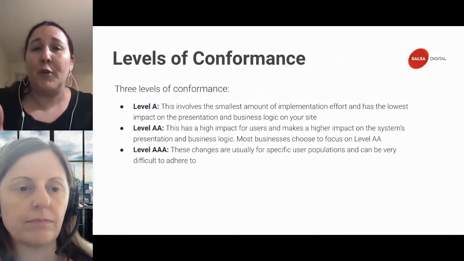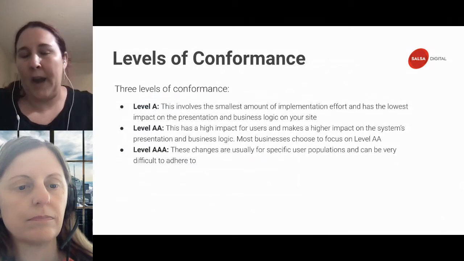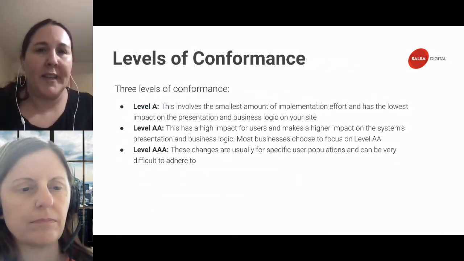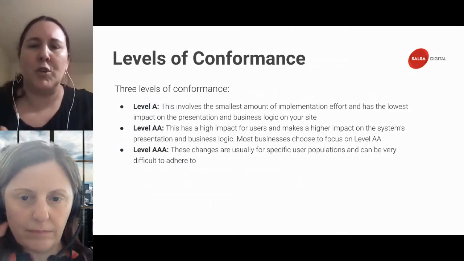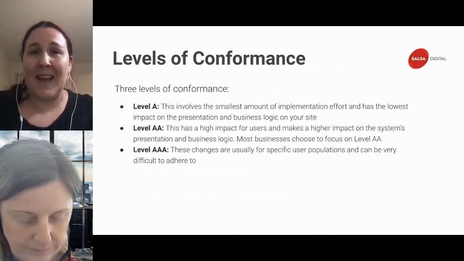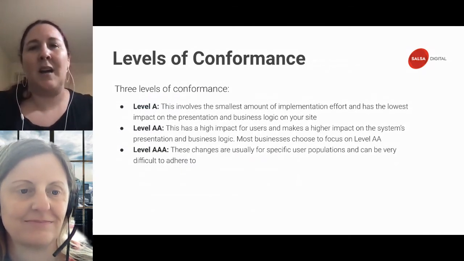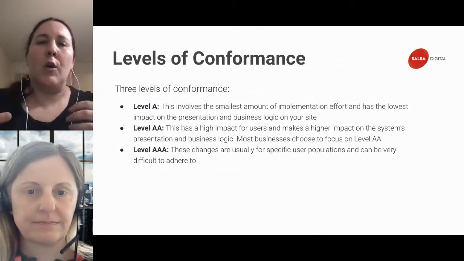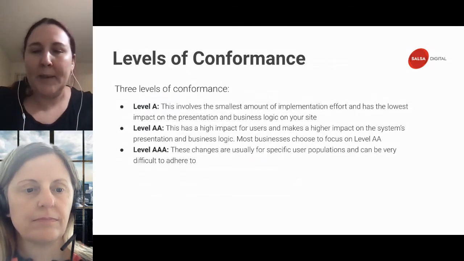And then the other third level is level AAA, and those requirements and guidelines we will talk about later on as well, but they tend to be for very, very specific user populations. Some of those, and it goes really more into development as opposed to the content side that we're talking about today, can be very difficult to adhere to. W3C even mentions that themselves. This isn't our language, that's actually from W3C. And so with that, that is the reason why you don't see as many asks for that, or why there isn't as much chatter, I should say, in the global community about AAA.